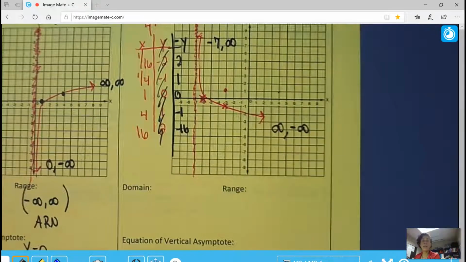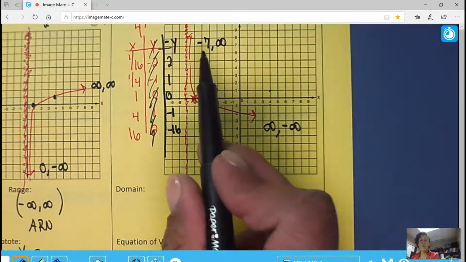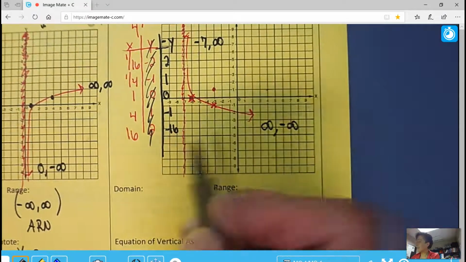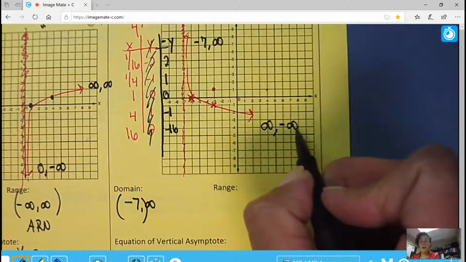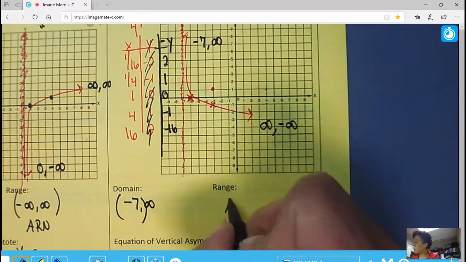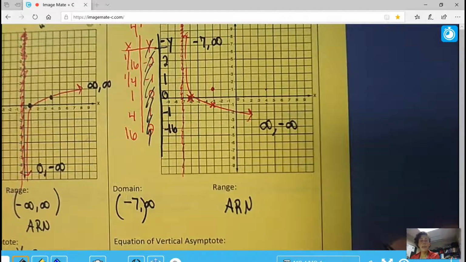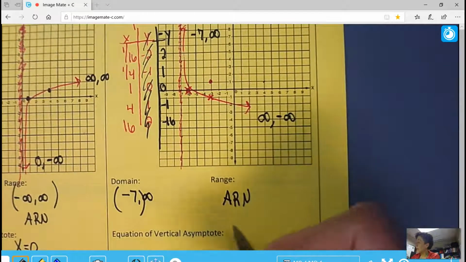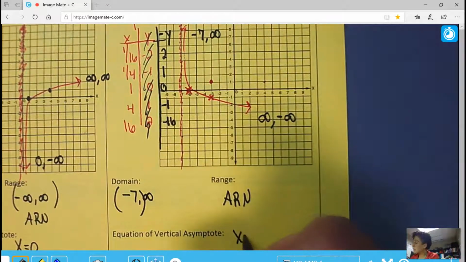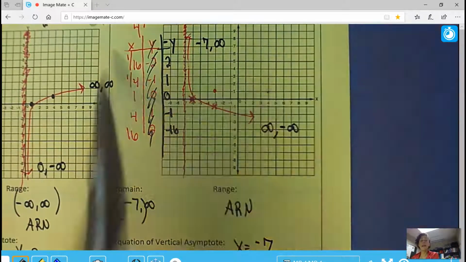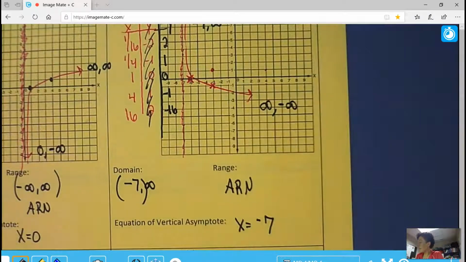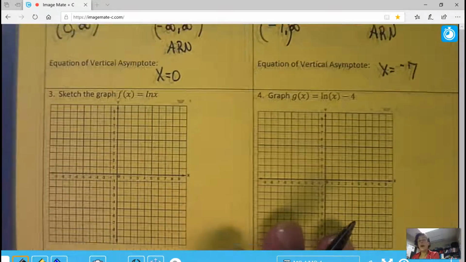So we can put our infinities. So for our domain, we'll put our smallest, -7, and our biggest, infinity. And our range will be our smallest, -infinity, to infinity. Or you could just write all real numbers. And just remember, our vertical asymptote is at x equals -7 now, because every point on this wall has an x value of -7. So the next one we didn't graph in class.